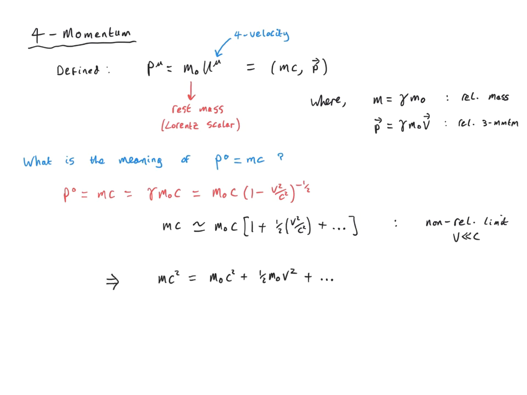If I now multiply both sides of the equation by an additional factor of the speed of light c, on the left-hand side I would get mc squared.